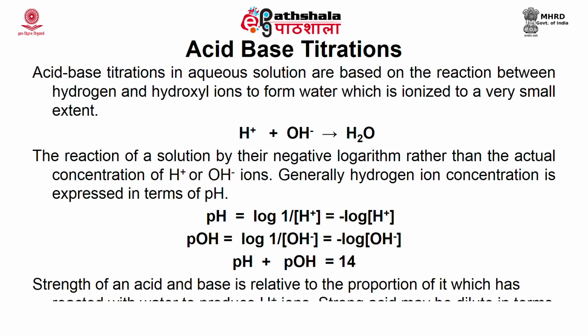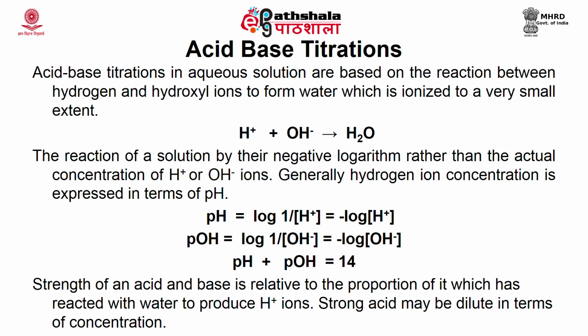The strength of an acid and base is relative to the proportion to which it has reacted with water to produce a particular ion. For example, if some strong acid is added, H ion concentration will increase and pH will decrease from 7, and if some base is added to water, the pH will increase as OH ions are added to the solution. The strength of an acid and its concentration are not related. For example, a strong acid may be dilute in terms of concentration.